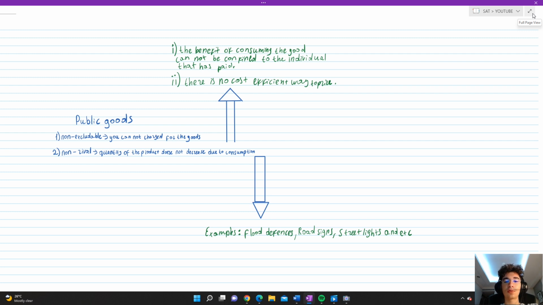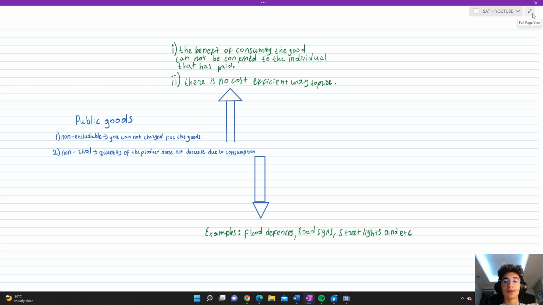Non-excludability means that no price can be charged for a public good that excludes others that haven't paid. And there are two reasons why maybe no price can be charged for a public good. One is that the benefits of consuming that good cannot be confined just to the individual who's paid for it.